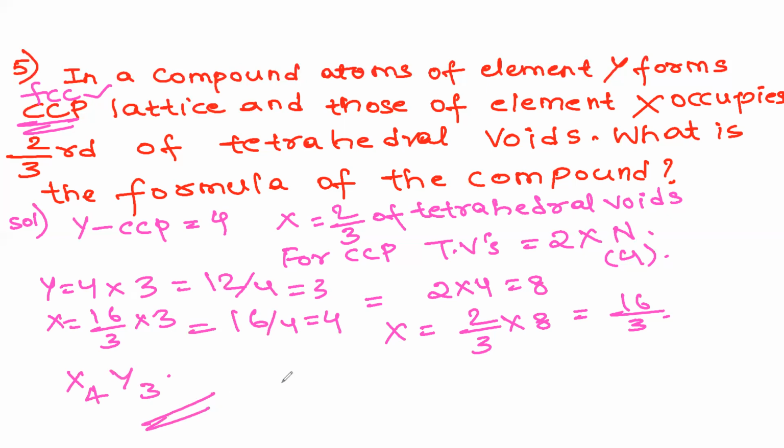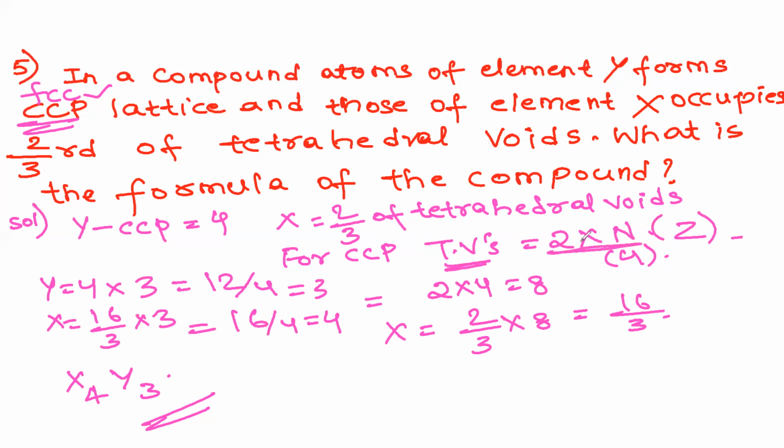Very, very important model. They are asking about tetrahedral voids. For any lattice, the number of tetrahedral voids will be 2 into n. Very, very important point, note it down. In this CCP lattice, 2 into n is the number of tetrahedral voids. n is equal to 4, because n is nothing but z also. So the number of atoms per unit cell z is equal to 4. And for any lattice, the number of octahedral voids is equal to n, and the number of tetrahedral voids is equal to 2n.